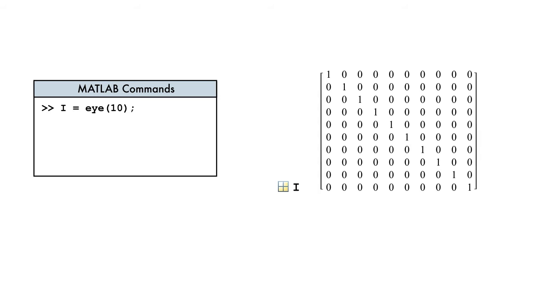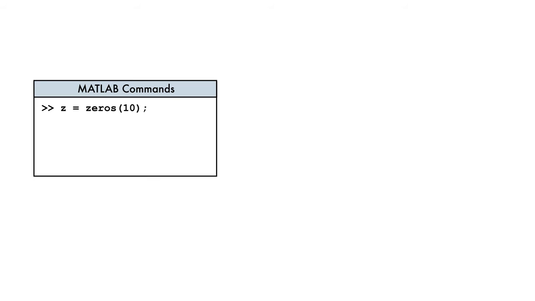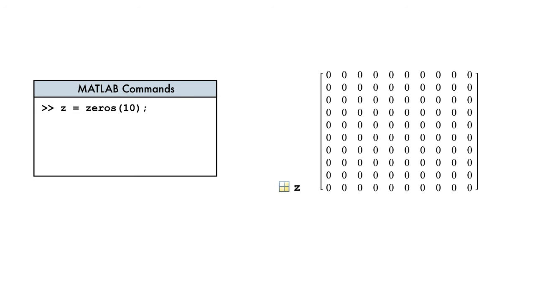We can also use functions to initialize matrices. For example, the zeros function creates a matrix of, well, zeros. Notice that when using a single input, the result is a square matrix, here 10 rows and 10 columns.